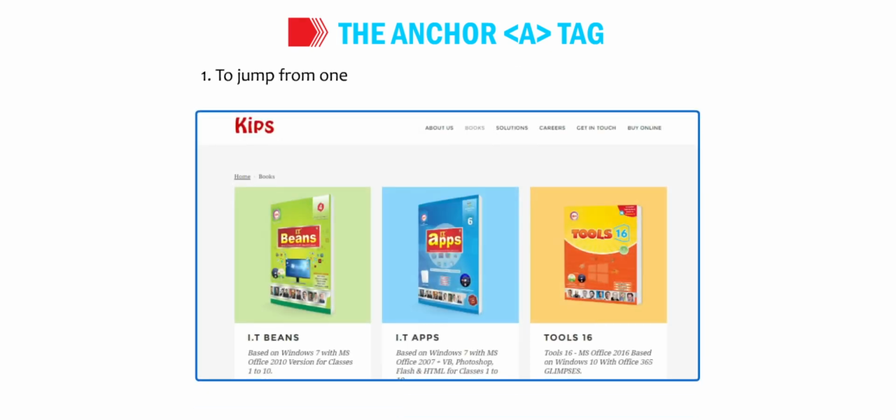You can use hyperlinks in the following ways. Number 1. To jump from one section to another within the same web page. Number 2. To link to another page within the same website. Number 3. To link to another page or website anywhere in the world.